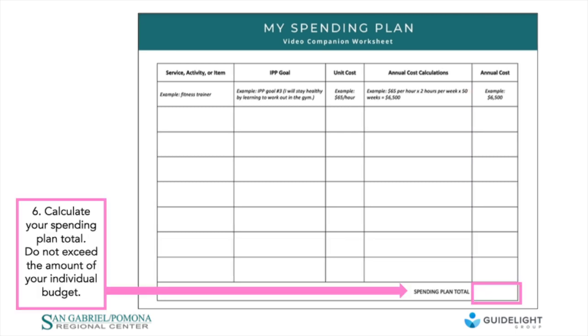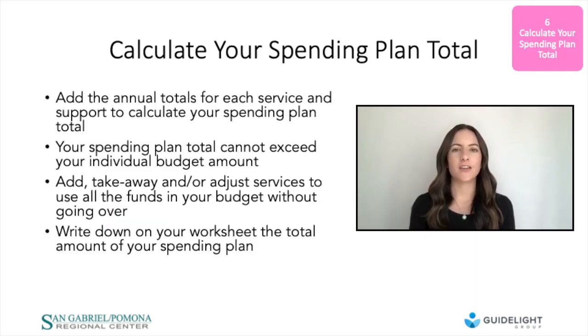Now you're ready to calculate your spending plan total. The total cannot exceed the amount of your individual budget. Add the annual totals for each service, support, or item to calculate your spending plan total. Your spending plan total cannot exceed your individual budget amount. Add, take away, and/or adjust services to use all of the funds in your budget without going over. Write down on your worksheet the total amount of your spending plan.